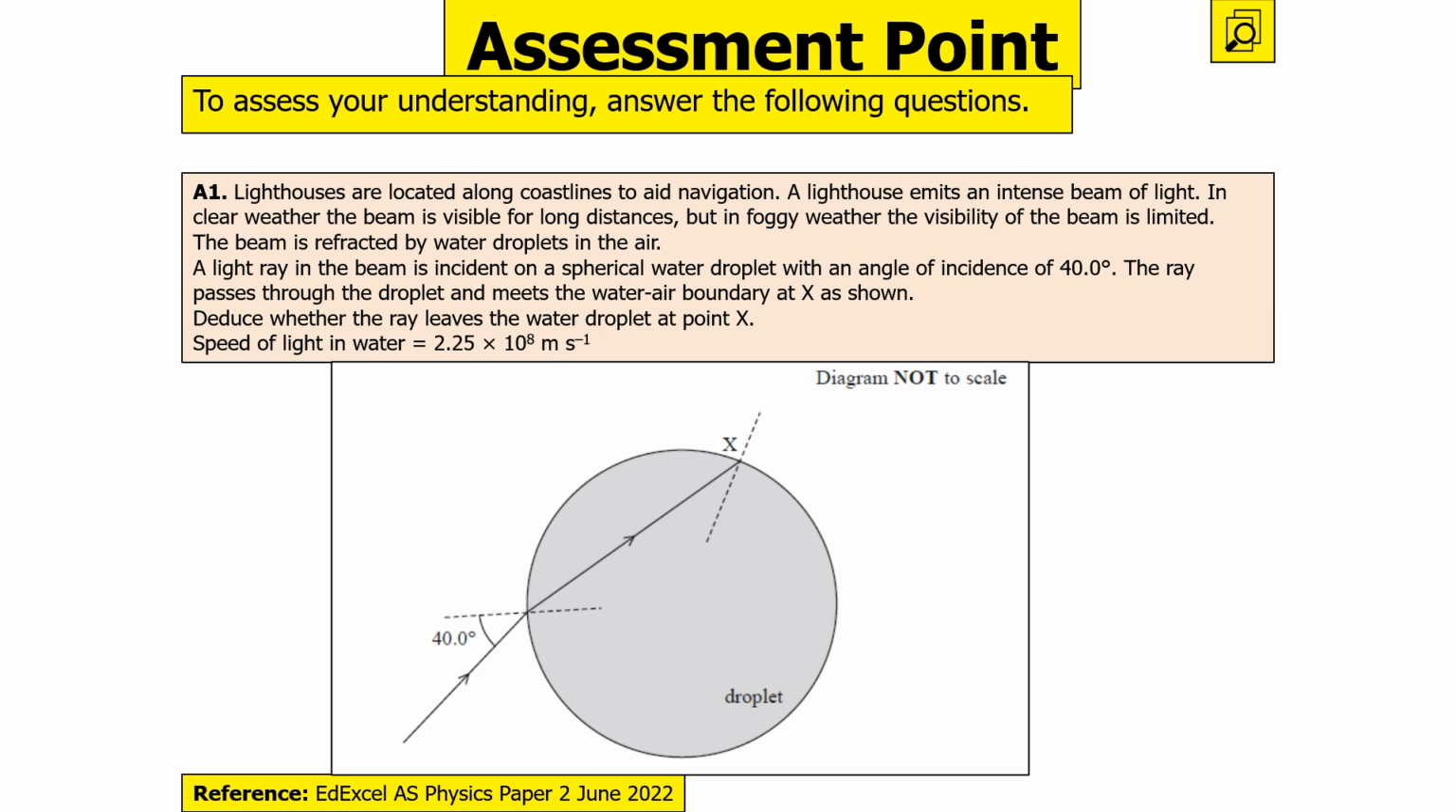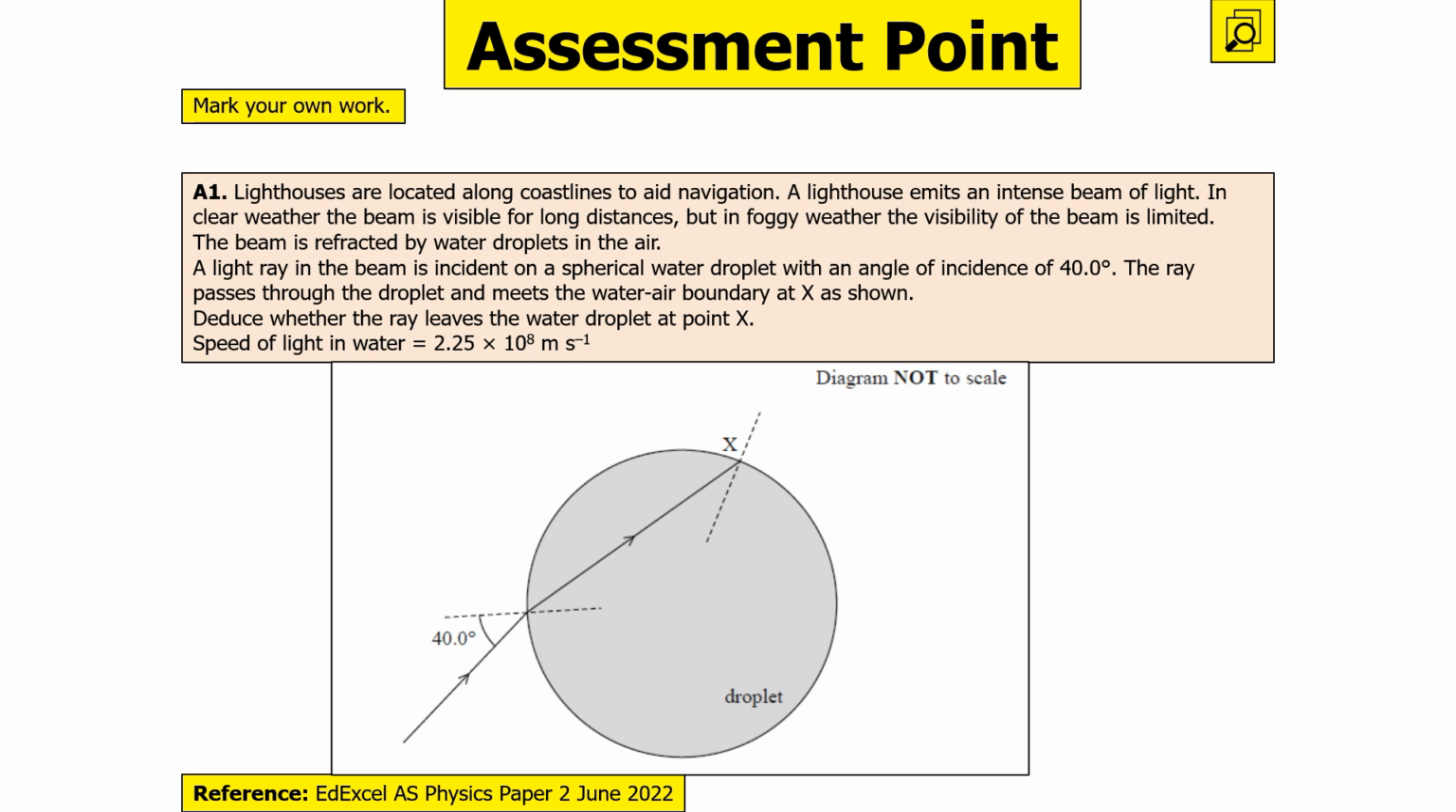Lighthouses are located along coastlines to aid navigation. A lighthouse emits an intense beam of light. In clear weather, the beam is visible for long distances, but in foggy weather, the visibility of the beam is limited. The beam is refracted by water droplets in the air. A light ray in the beam is incident on the spherical water droplet with an angle of incidence of 40 degrees. The ray passes through the droplet and meets the water-air boundary at x as shown. Deduce whether the ray leaves the water droplet at a point x. The speed of light in the water is 2.25 times 10 to the 8 meters per second. So pause the video now, then unpause the video when you want to go through your answer.